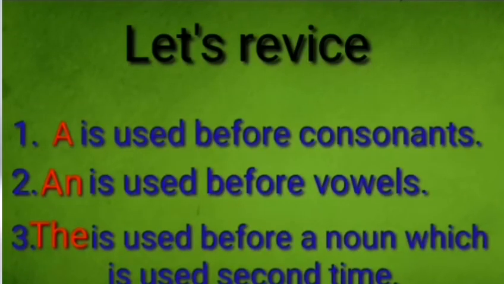Let us revise. A is used before consonant. Always remember, if the word has consonant sound, then we have to use a. An is used before vowels. If the word has vowel sound, that is A, E, I, O, U, you have to use an.